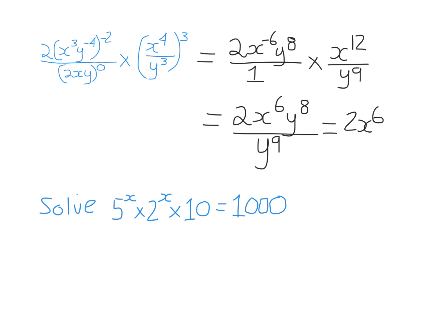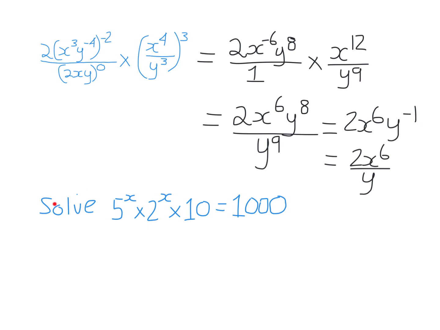Now to simplify the y's, I keep the same base and subtract powers. 8 minus 9 is negative 1. So to write this with a positive power, I would just move the y to the bottom and change its power to positive. And that is my final answer, can't be simplified anymore.